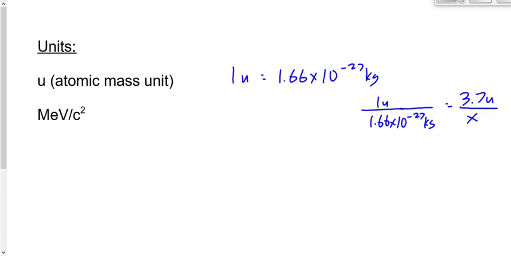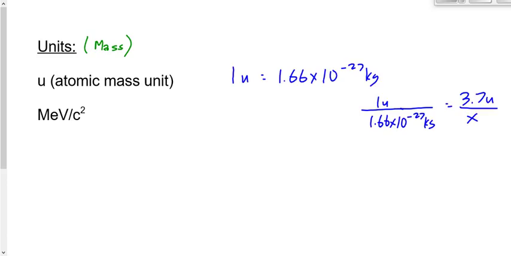You get atomic mass units, convert it to kilograms. I'd be surprised if you have to do any calculations involving atomic mass units, but you never know. MeV per c squared is also a unit of mass. Both of these are units of mass. I would not only be surprised if you have to use that one, I would be almost shocked if you have to use MeV per c squared.